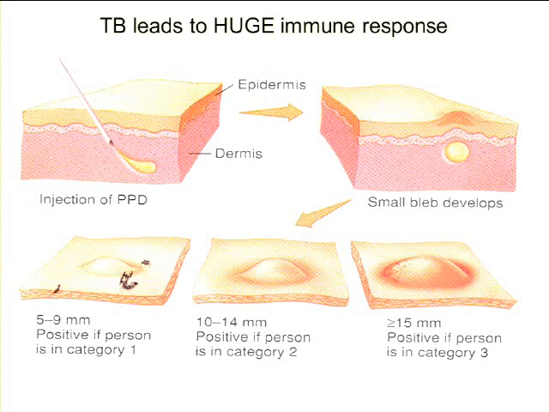The two most important categories here are, one, HIV. If a person is HIV positive, a very small bump is indicative of a positive test. Okay, category 1, very small bump, HIV, indicative of a positive test. Category 2 is a little bit larger bump, and if it's in the size of 10 to 14 millimeters, this person is positive if they come from one of the high-risk countries that we've talked about.